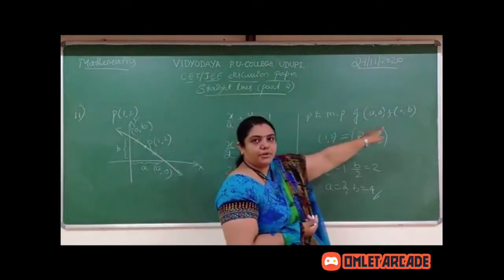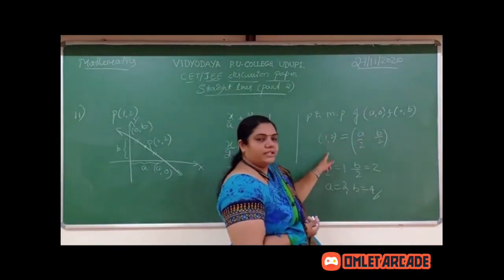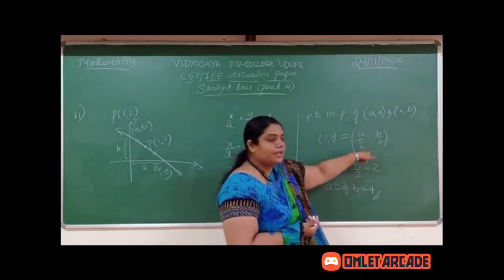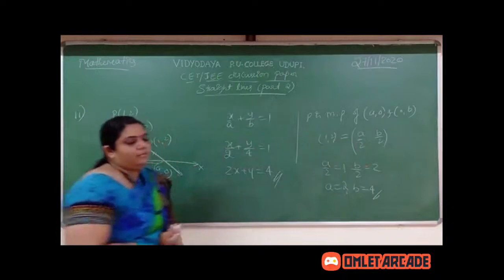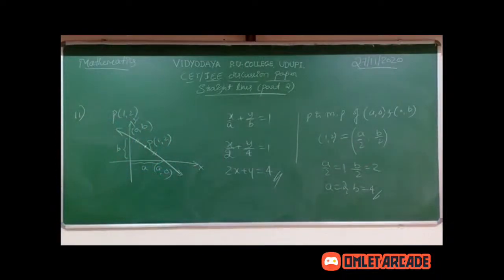So see, P is the midpoint of this. The P coordinate is 1 comma 2. Here I am using the midpoint formula, and when you equate these two, you will get the A and B values. So the fourth option is the right answer, isn't it? Pause the video and copy this. See the next question, students.